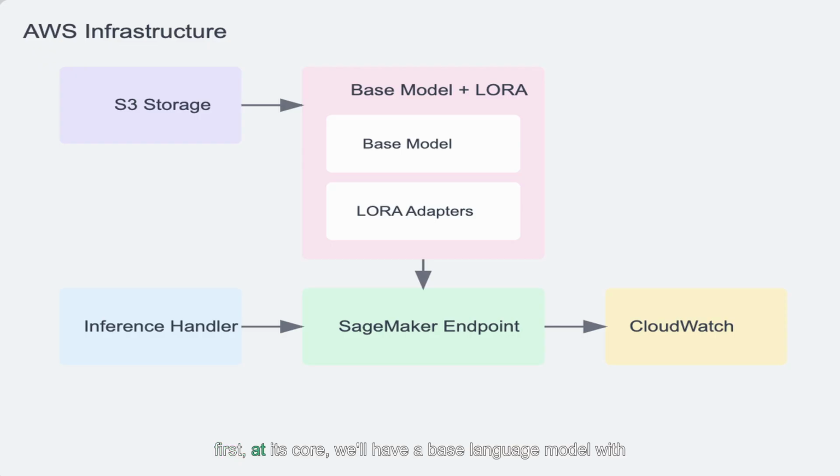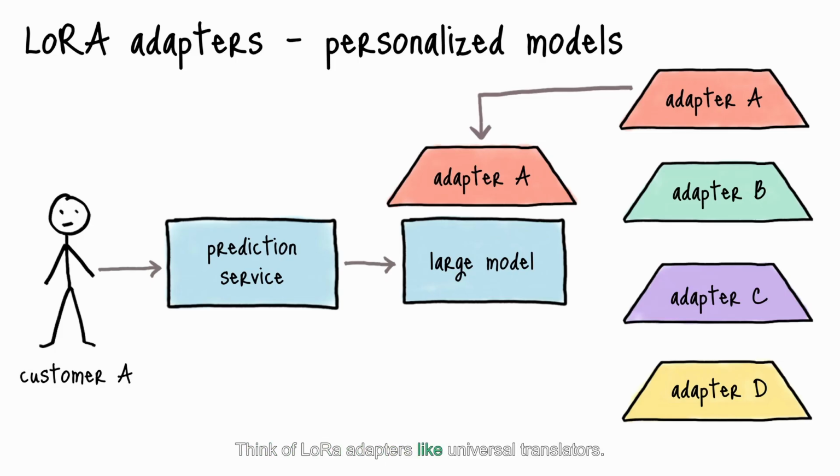Here's what we'll create. Going through our architecture first, at its core, we'll have a base language model with general understanding capabilities. But instead of creating separate models for each language, we'll use something called LoRA adapters. Think of LoRA adapters like universal translators. Instead of learning every language from scratch, our base model learns how to understand and communicate. And the LoRA adapters fine-tune this knowledge for specific languages and domains.